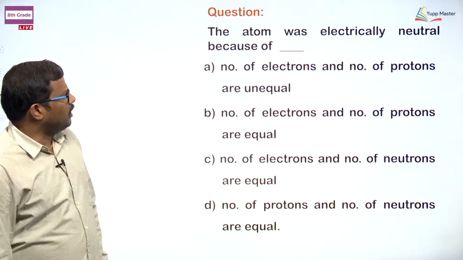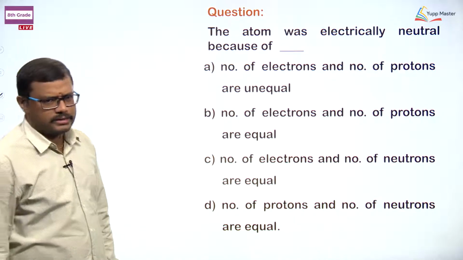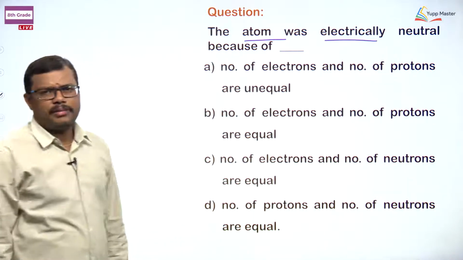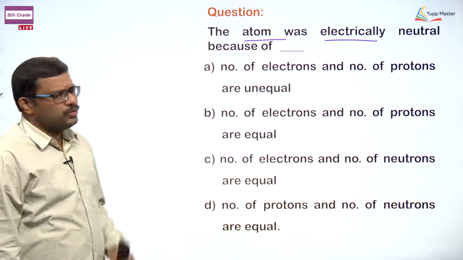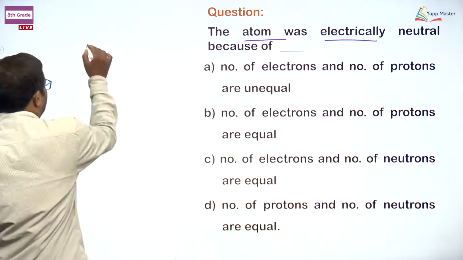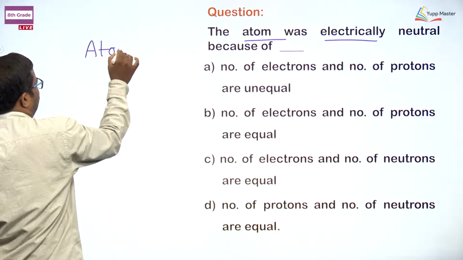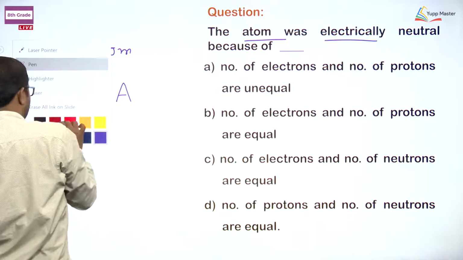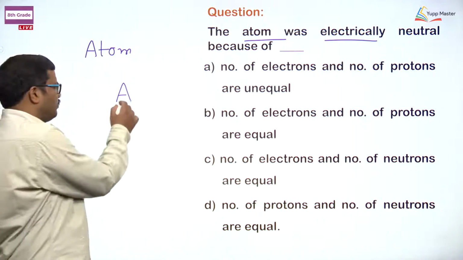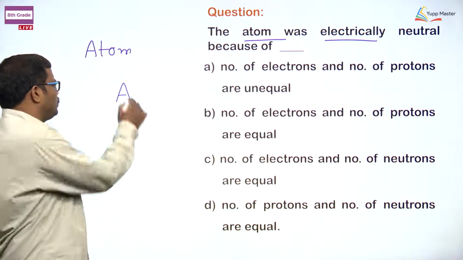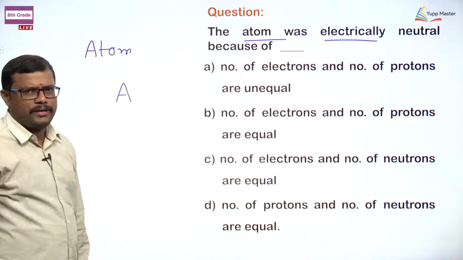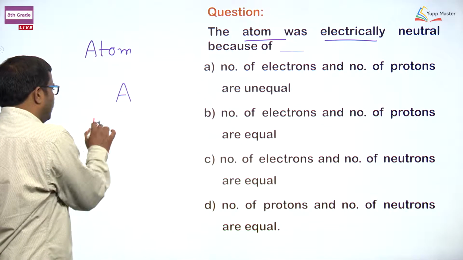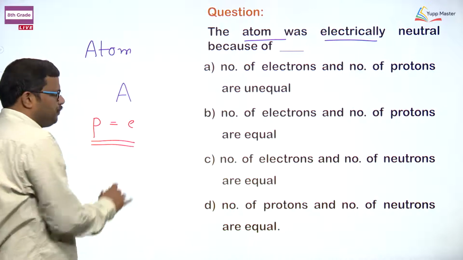The question is given: the atom is electrically neutral because... We have discussed that atom is neutral, ion is a charged particle, but atom is neutral. Why is it neutral? In the last class we discussed this. Whenever we represent an atom, let us say A is an atom here, we write the symbol as A only, we won't show any positive or negative charges. Why? Because atom is electrically neutral because of the presence of an equal number of protons and electrons.